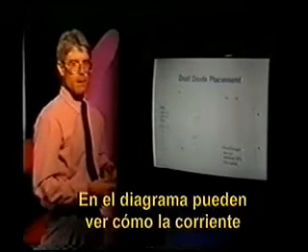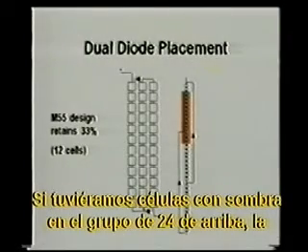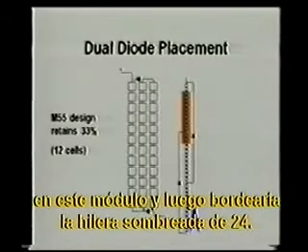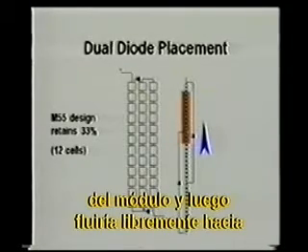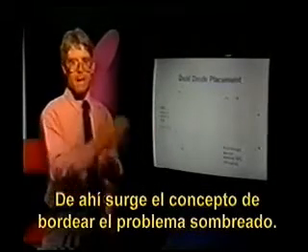You can see from the diagram how the current might bypass a problem. If we had some cells shaded in, let's say, the upper group, the upper 24 cells, current flowing from the other cells in series with it would start to flow up through this module and then would bypass the shaded string of 24, flow through the diode, come out the end of the module, and then flow on freely to other modules that are unshaded. That's how we get the concept of bypassing the shaded problem.